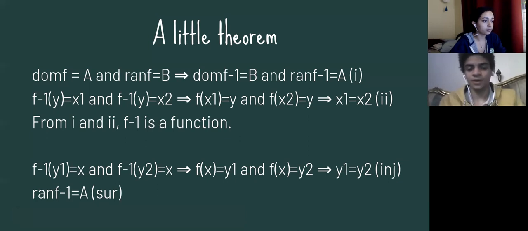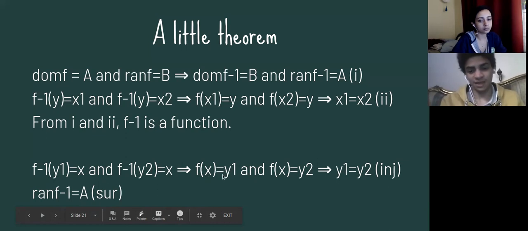Okay. And so if I have f inverse of y1 equals x, this is the same as saying f of x equals y1. So this is again applying the definition of the inverse. If I have f inverse of y2 equals x, then f of x equals y2. Now I know that f is actually a function. Since f is a function, then y1 has to be equal to y2. And this makes the f inverse actually injective.